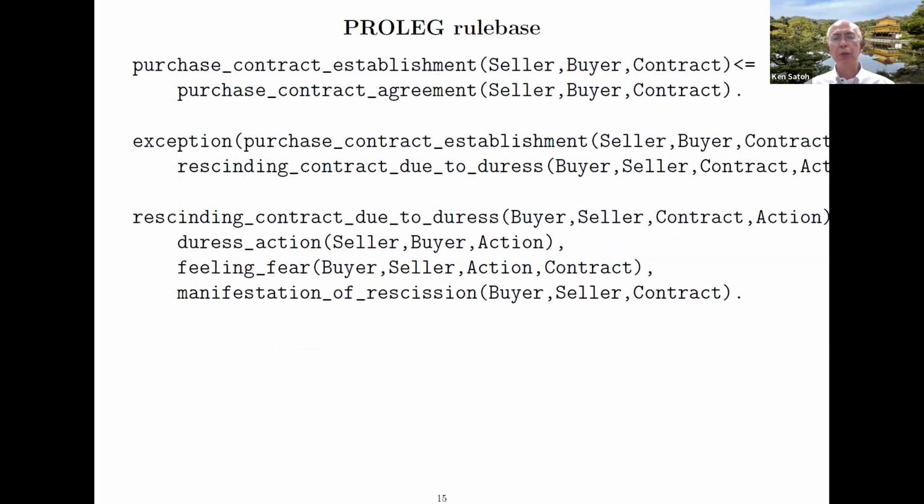This is an example of a PROLEG rule base. The first rule says that the purchase contract is established if a purchase contract agreement happens. And there is an exception to purchase contract establishment, which is rescinding the contract due to duress. This rescinding contract due to duress also has a rule that has three conditions: duress action, feeling fear, and manifestation of rescission. If these conditions are satisfied, then the exception is true. So even if there is an agreement of contract, purchase contract establishment becomes false.